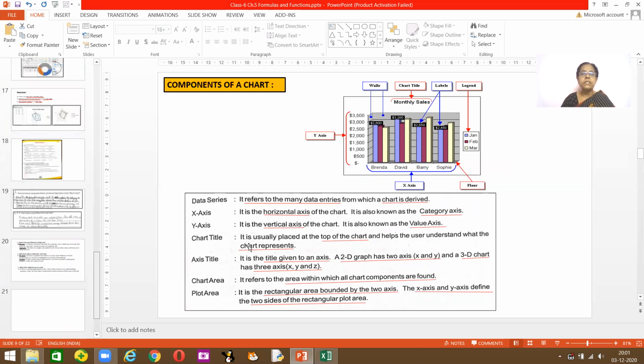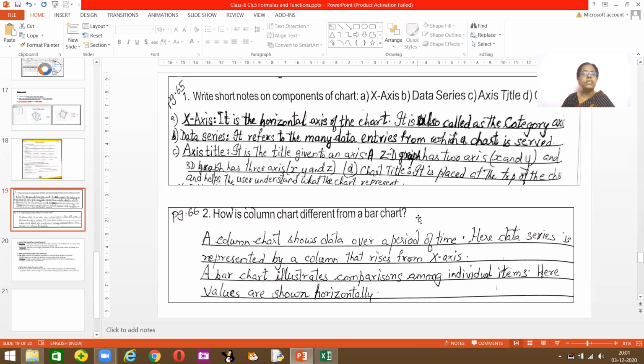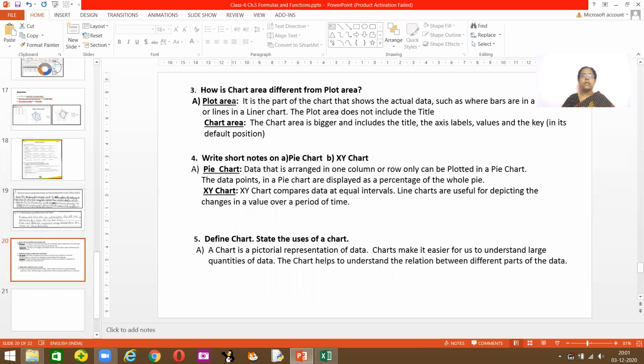The second question is, how is a column chart different from a bar chart? Just write the comparison between column and bar chart. The third question is, how is chart area different from plot area? It's all comparison of the different charts. You can write about the plot area and about the chart area. The chart area is bigger in size, and this is the plot area.